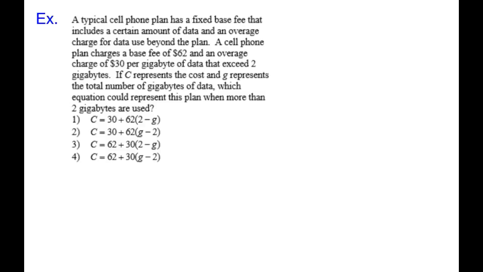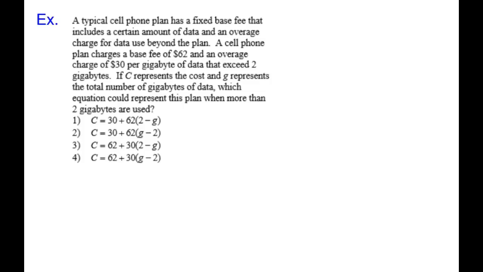A typical cell phone plan has a fixed base fee that includes a certain amount of data and an overage charge for data used beyond the plan. A cell phone plan charges a base fee of $62 and an overage charge of $30 per gigabyte of data that exceeds 2 gigabytes. If C represents the cost and G represents the total number of gigabytes of data, which equation could represent this plan when more than 2 gigabytes are used?